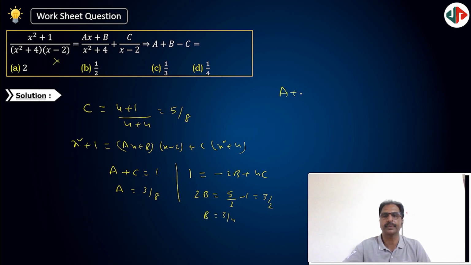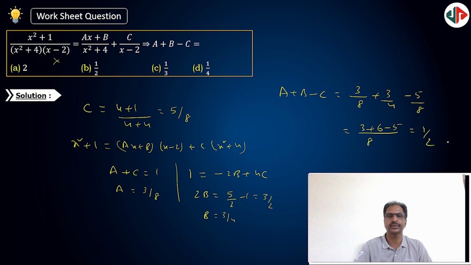The question is finding a plus b minus c. 3 by 8 plus 3 by 4 minus 5 by 8. LCM is 8. 1 by 2 is the final answer. Option B.